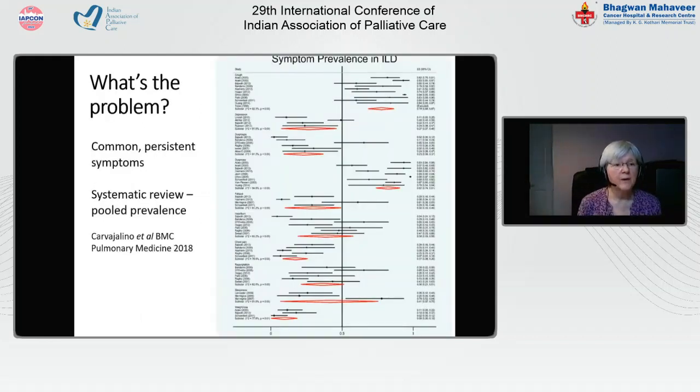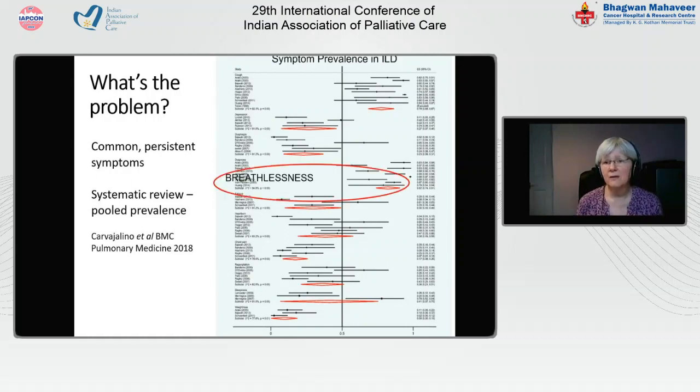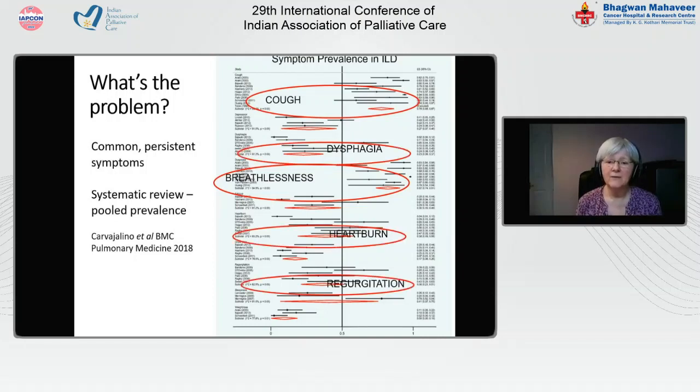Common persistent symptoms. We published a systematic review looking at pooled prevalence of symptoms in papers published around symptoms in interstitial lung disease. Just to highlight some issues on the forest plot, the middle line, 0.5, is 50% of the patients in those papers reported to have these particular symptoms. So here we go, breathlessness. If you look at the red diamond, you can see it's way over 50%, almost getting towards 100%, and the same for cough. If we look at gastrointestinal symptoms, we have significant proportions of patients suffering from significant gastrointestinal symptoms. If we look at sleepiness and fatigue, it's not quite as many as cough and breathlessness, but it's still a significant proportion of people with these symptoms.